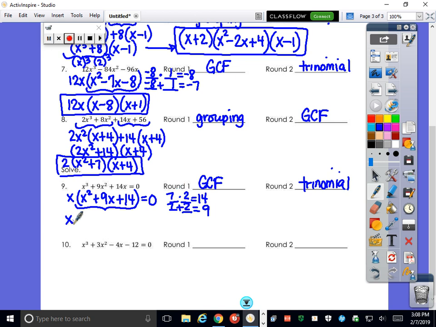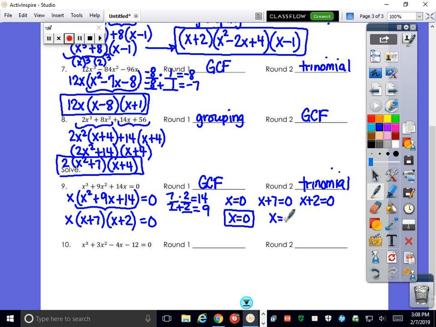So this, we keep the x from round 1. This is going to be x plus 7 times x plus 2. Okay? Now that would be done if we were to factor, but because there's an equal 0, we have to take each one of those factors and set them equal to 0. So our solutions are going to be 0, -7, and -2.